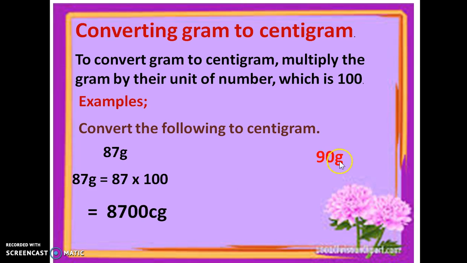This is another one. 90 grams. We're converting it to centigrams. The same thing. 90 multiplied by 100. Then you're going to get 9,000 centigrams. So simple. Just understand the basics of it.